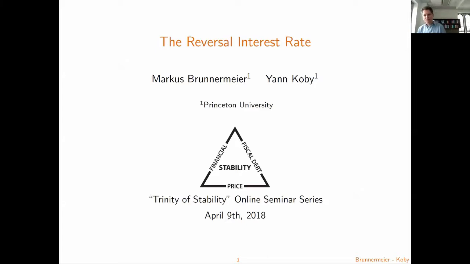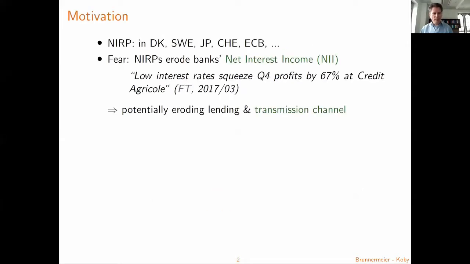Thanks a lot, Martin and Emmanuel, and thanks for giving me the opportunity to present this here. I joined to work with Jan Kobi, a student of mine here at Princeton. What we're interested in is the negative interest rate policy, which started in Denmark, Sweden, Japan, Switzerland and the ECB, and we would like to understand how low you can go, how negative you can go, because in particular there was a concern that going negative might erode the net interest income of banks.